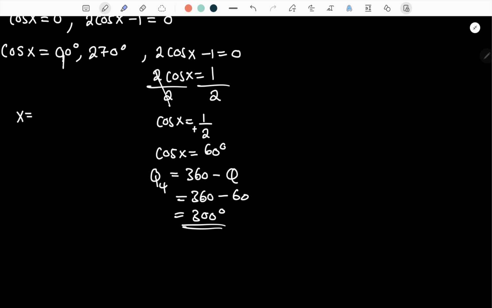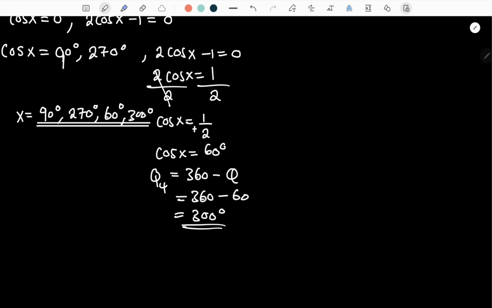So the possible values of x are going to be 90 degrees, 270 degrees, 60 degrees. I was supposed to put it at the first, then 300 degrees. Okay, that is basically how you solve these particular questions. They're actually very simple to solve, and you get your values.